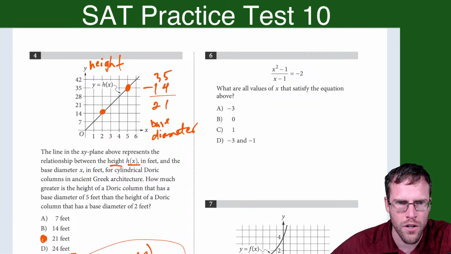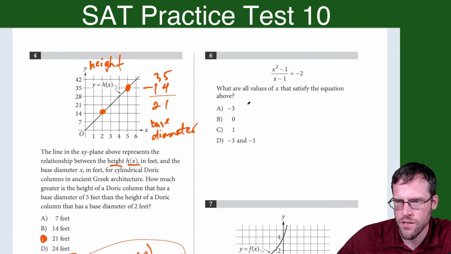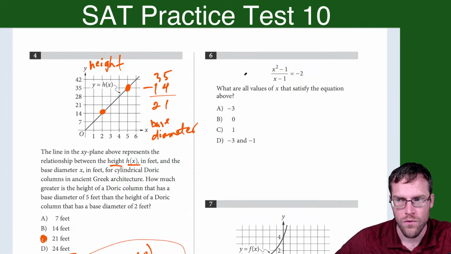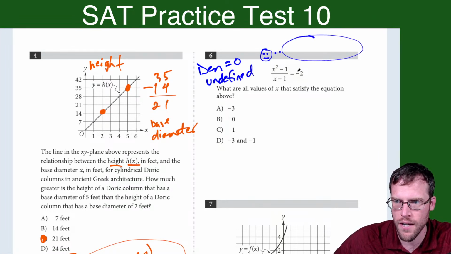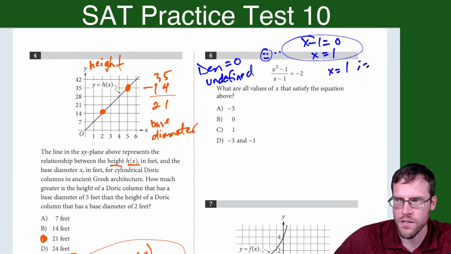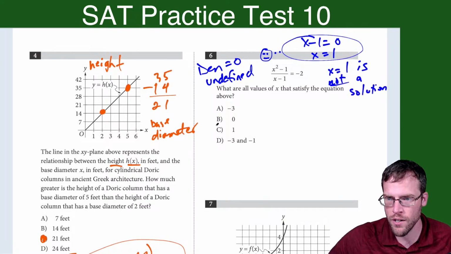Alrighty, so moving on here to question 6. There's a few ways we could do this. But the first thing that I do is I look at that denominator. A denominator equal to 0 is undefined, which is bad. We don't want that. So just looking at this question, if that denominator x minus 1 were to equal 0, that would happen when x equals 1. So x equals 1 is not a solution. I look for situations like what values of x can't work. So I know this is out.